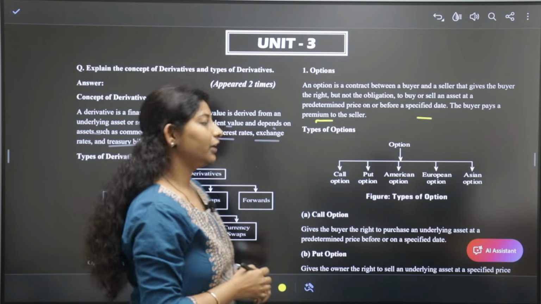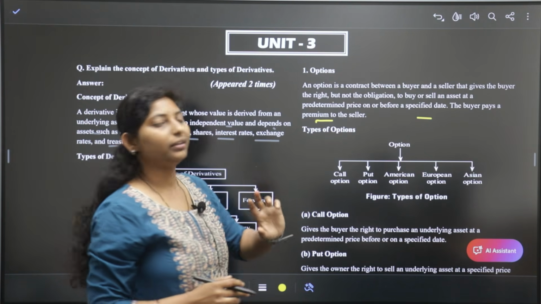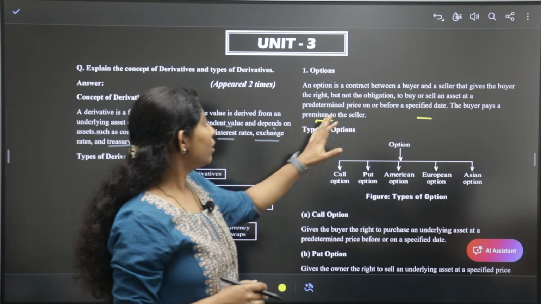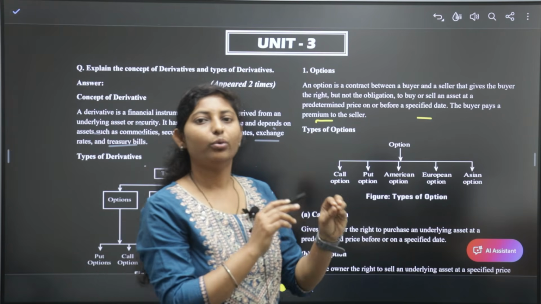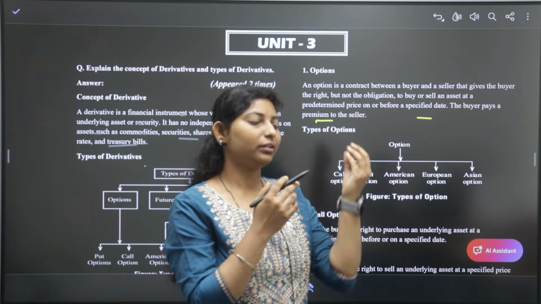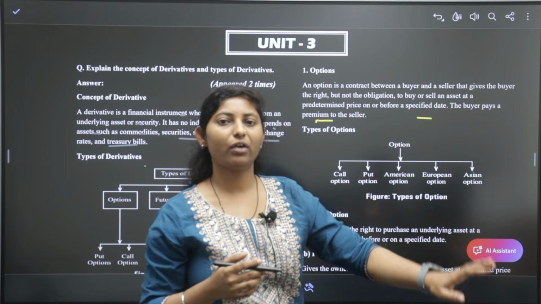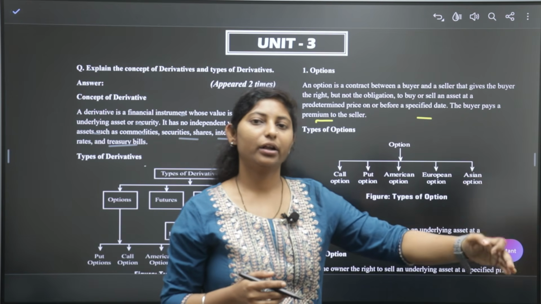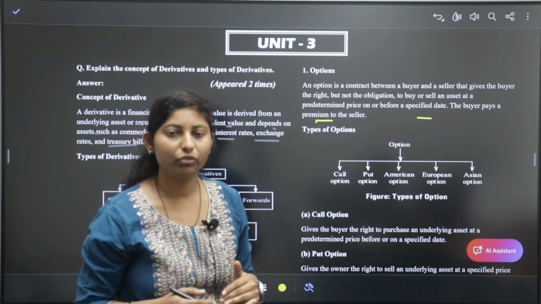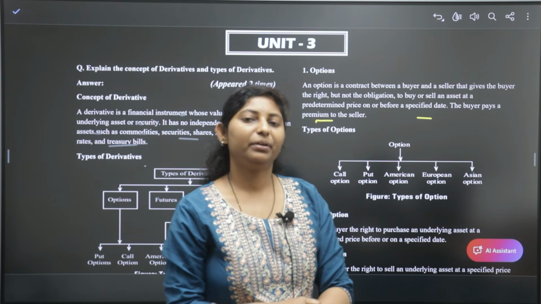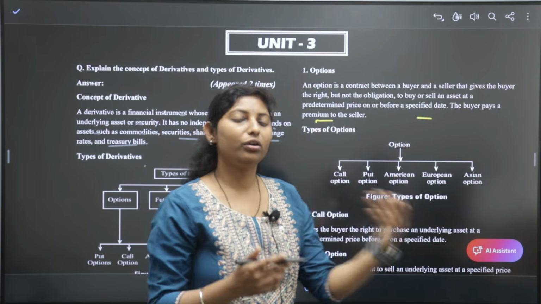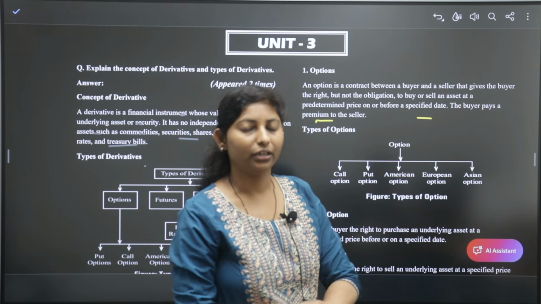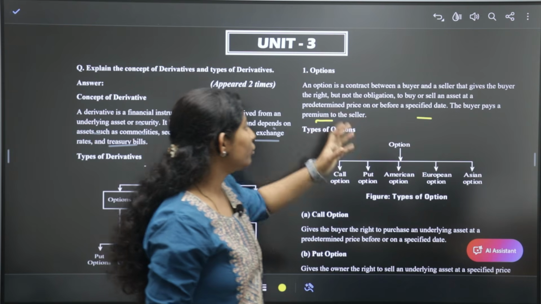For example, if person A and person B are there, the option has two types: call and put option. You want to buy something from A, and you give A a premium amount in advance. You say, keep this 500 and keep this product with you until next month. I will take this product at the same price next month. You promise this to B. Then B asks, if you don't buy next month, what will we do? You can say, you keep that 500 with you. That is the premium amount. This is how an option works.